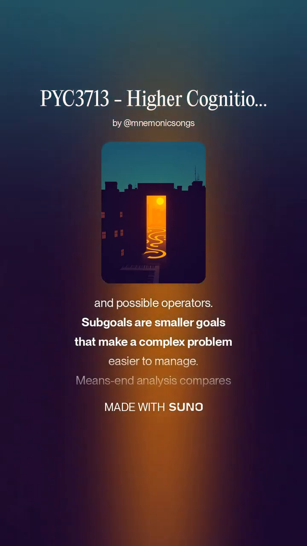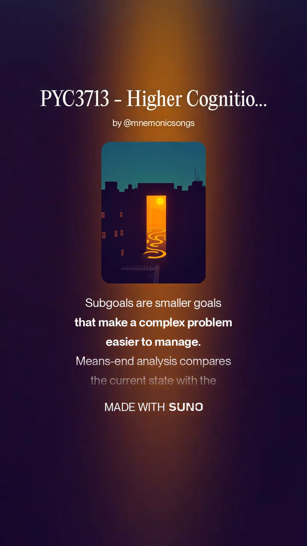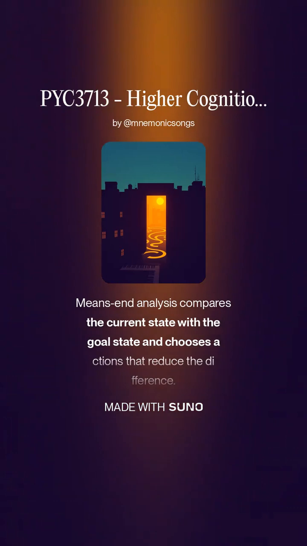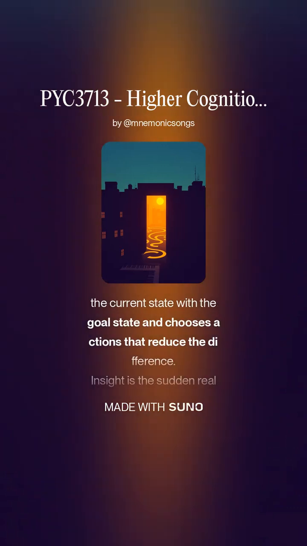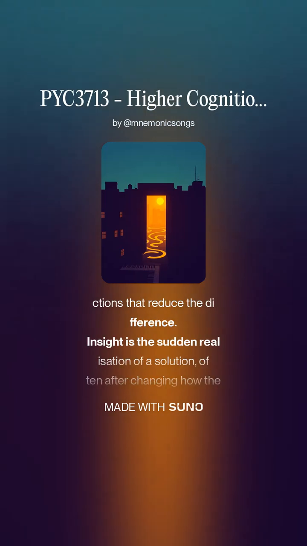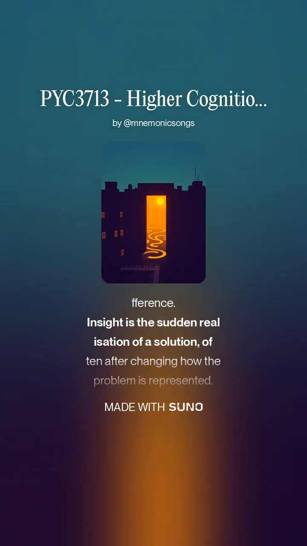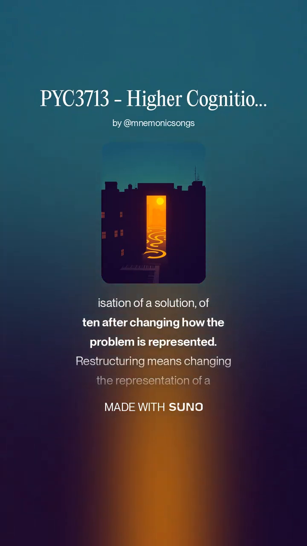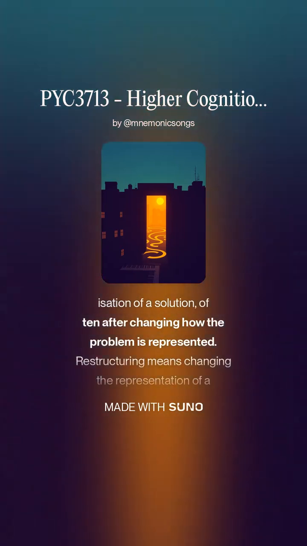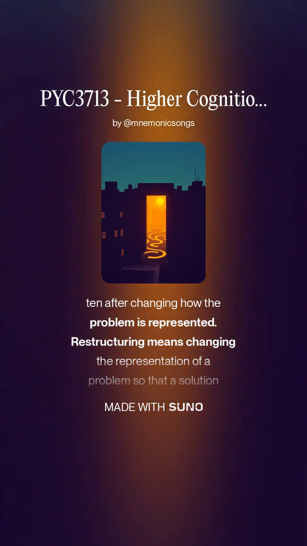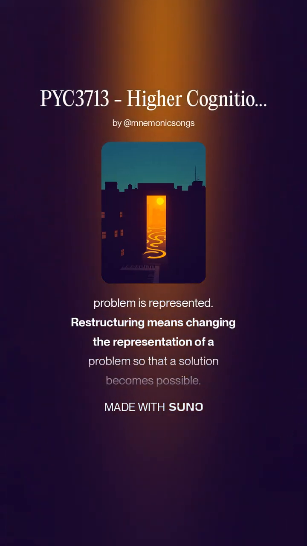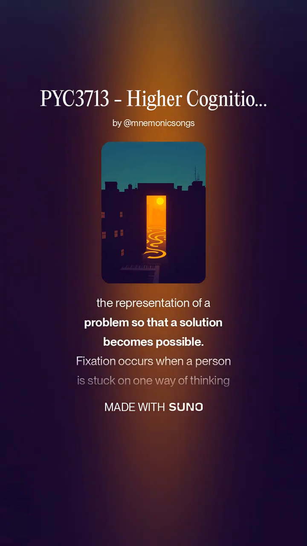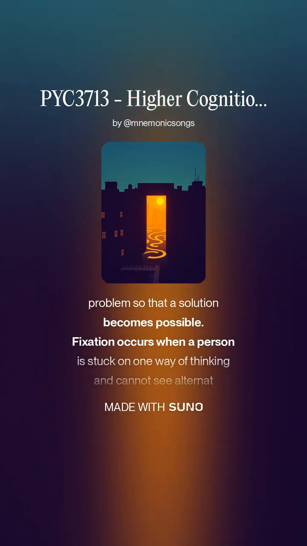Subgoals are smaller goals that make a complex problem easier to manage. Means-ends analysis compares the current state with the goal state and chooses actions that reduce the difference. Insight is the sudden realization of a solution, often after changing how the problem is represented. Restructuring means changing the representation of a problem so that a solution becomes possible.